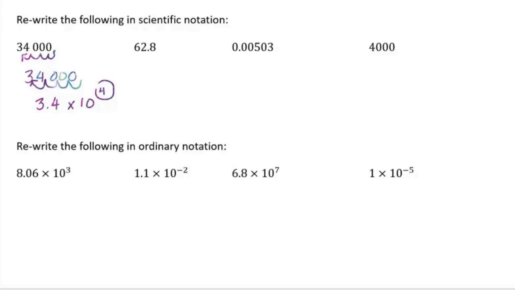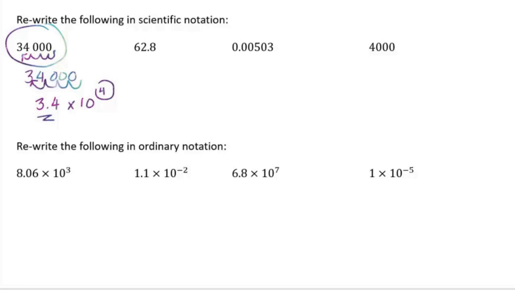I have a hard time memorizing rules like that, so I prefer to think of it this way. Well, 10 to the power of 4 is a large number. 10 to the power of 4 is 10,000. And I want 3.4, a relatively small number, to be a large number. So I know that the 4 needs to be positive.